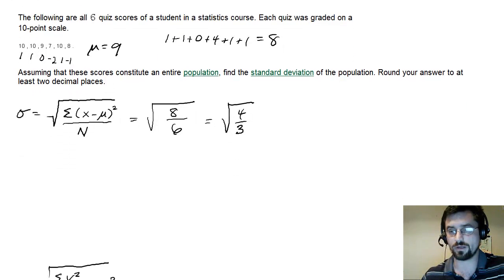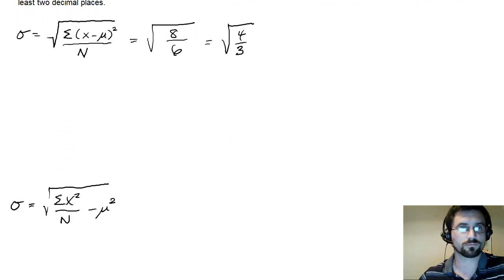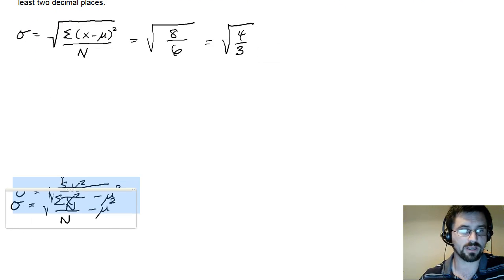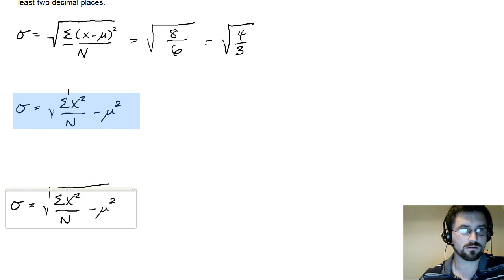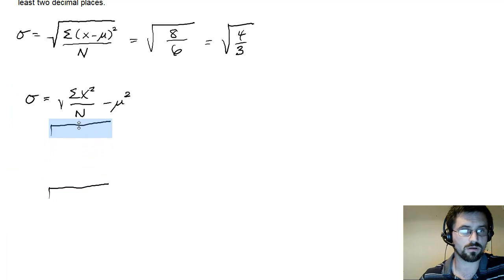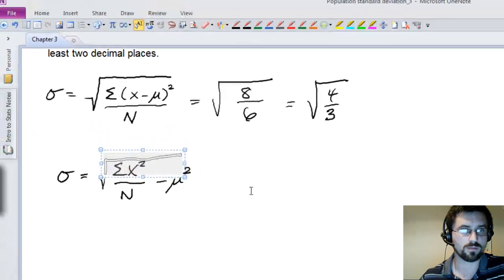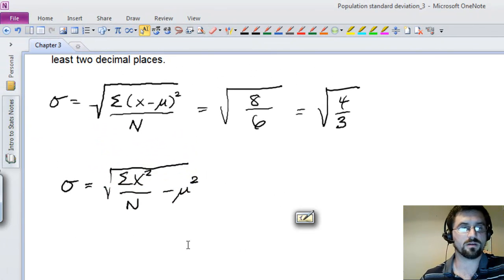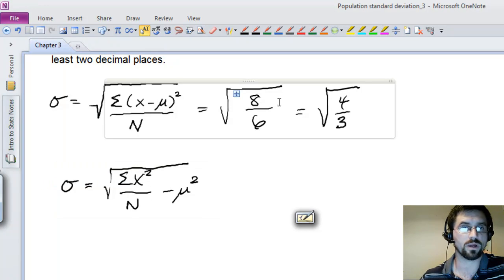Now, as I was looking, I found something cool. So let me show you it, and I'll bring it up. This is an alternative way of calculating it. Alright. It is the square root of the sum of the x squareds divided by n minus mu squared.